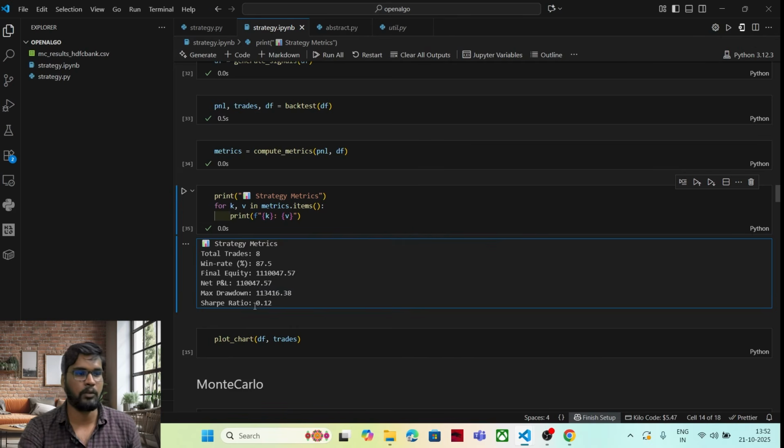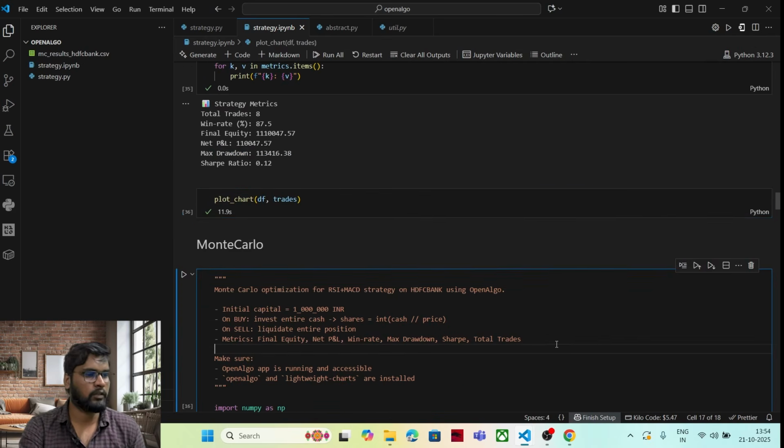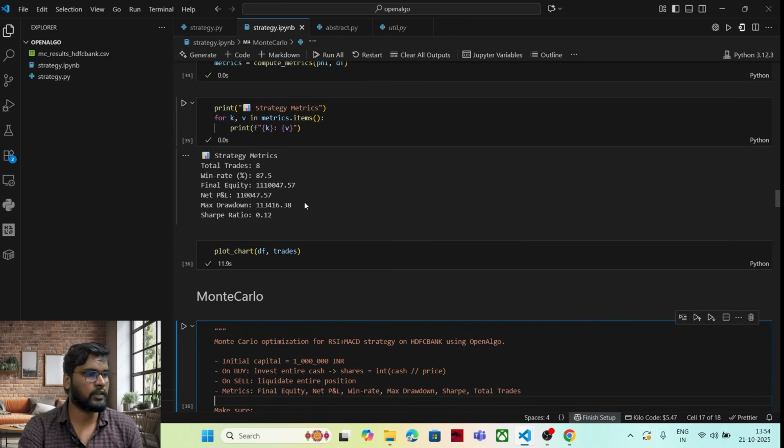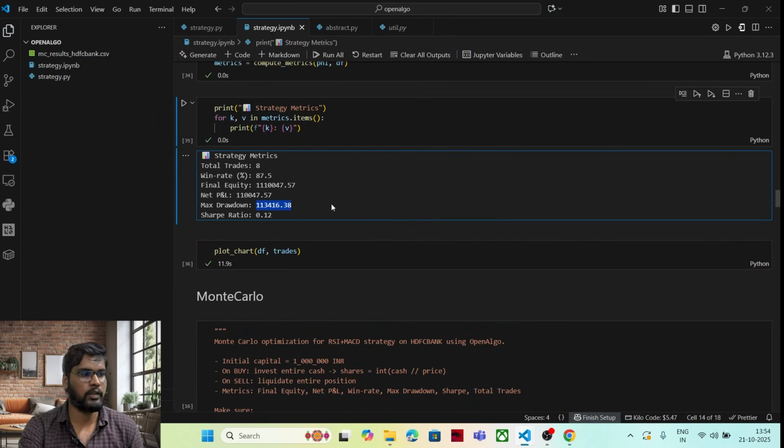Suppose a trade got punched, and you see you are losing around 1 lakh 13,416. It's very horrible. You don't want to see those kinds of numbers on your screen. Since we are getting a high max drawdown, we need to decrease our drawdown. How can we do it? Next, we need to decrease this max drawdown, and let's see whether we can improve our net P&L or not.